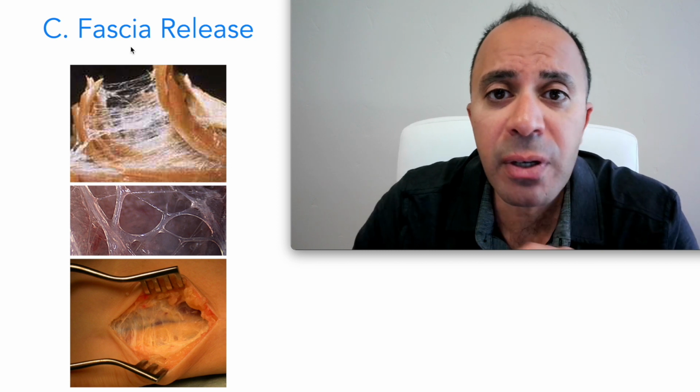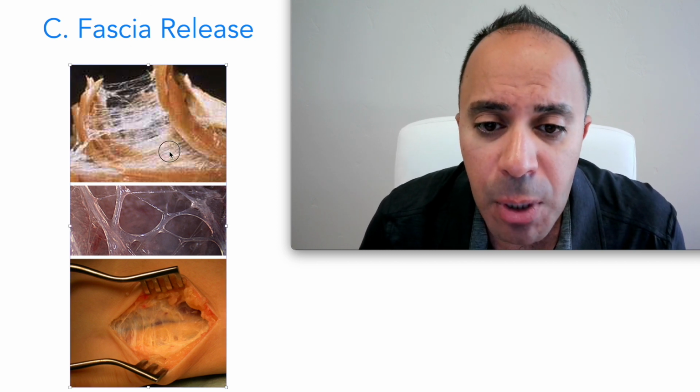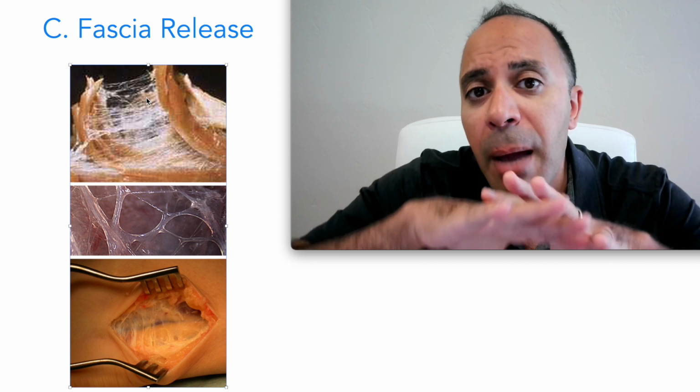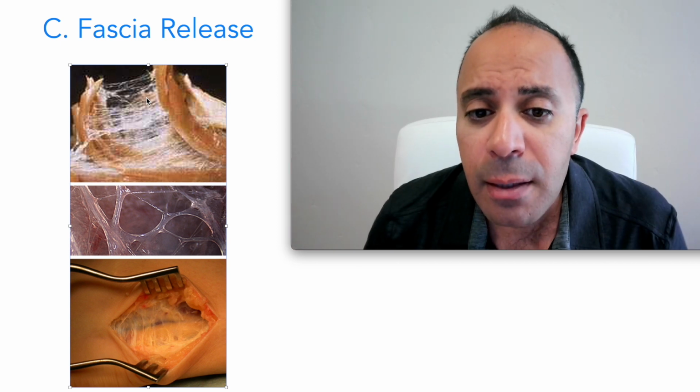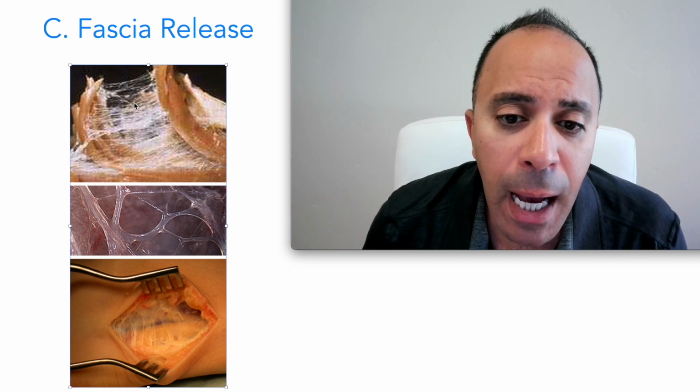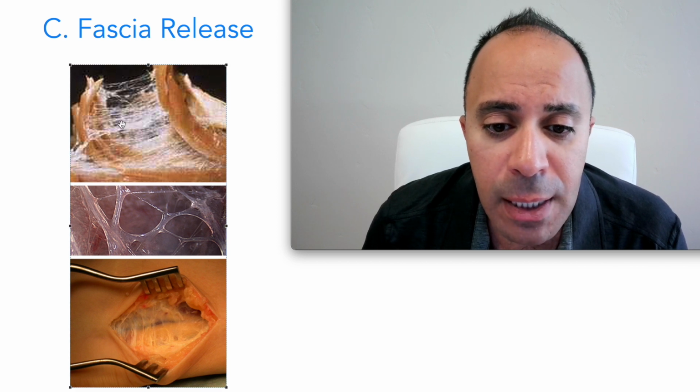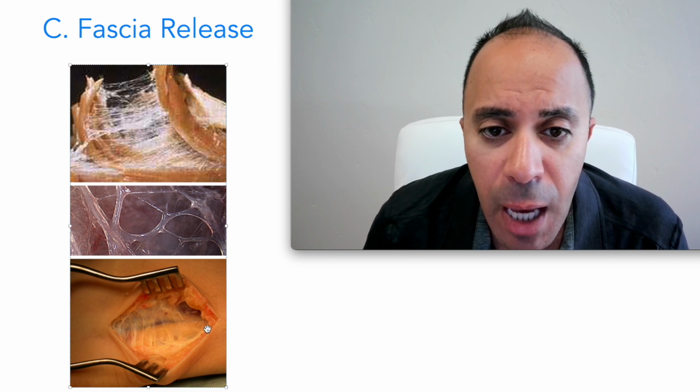So we have several layers of fascia. You can see it here in this image. Superficial layer wrapping the entire body, and the fascia is a white web tissue, as you see here, in the first image, the second and the third image.